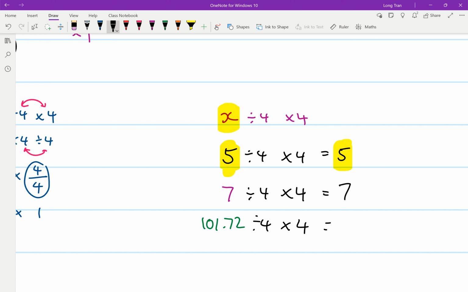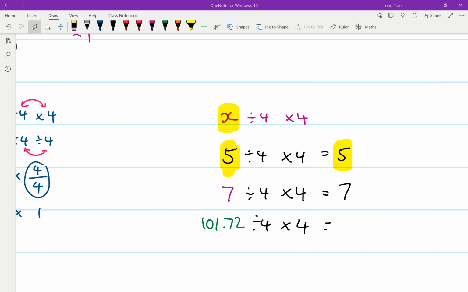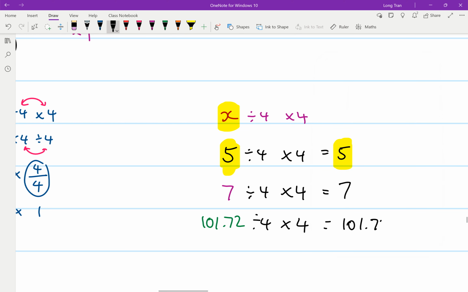So the pattern here, let's see. I'm going to make one up here. So 101.72, divide by 4. And then I say times 4. Look at that. It still equals 101.72. See what I mean?